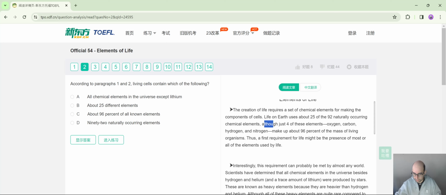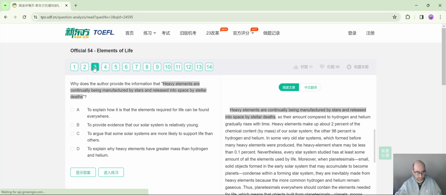Okay, although, transition word, be careful of this, just 4 of these elements, and they mentioned what these elements are in an M dash, right? Make up about 96%. Oh, this is just what they comprise of, like the mass of the living organism. So C is eliminated, B will be the right answer. Hit next and move on.